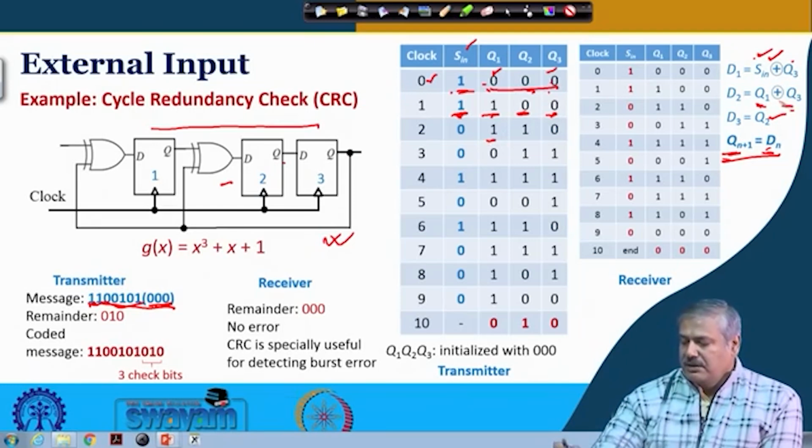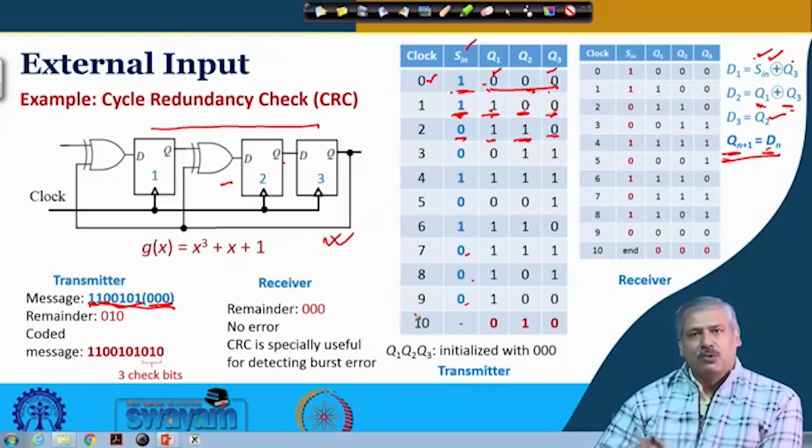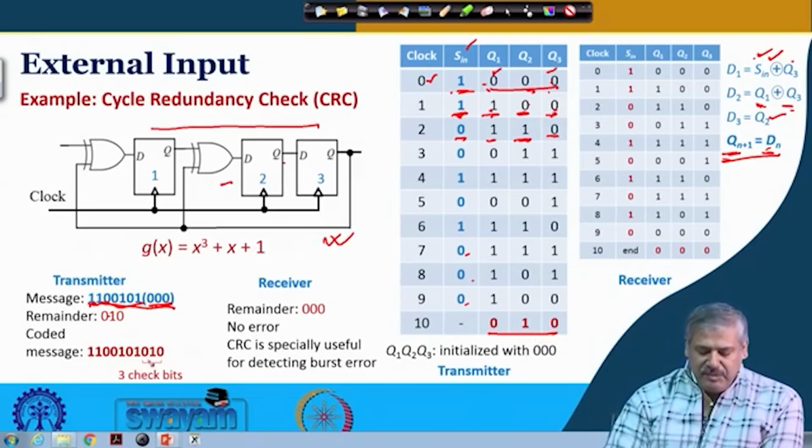Then Q1 and Q3, right. So, 1 and 0. So, 1 comes here in the next clock and Q2 comes to Q3 in the next clock. So, that becomes 1 1 0, then 0 comes here. So, that way it continues and you include these zeros also. So, 0 to 9, 10 clock pulses are there. Once we complete these 10 clock pulses, the value we see is 0 1 0, that is the remainder.